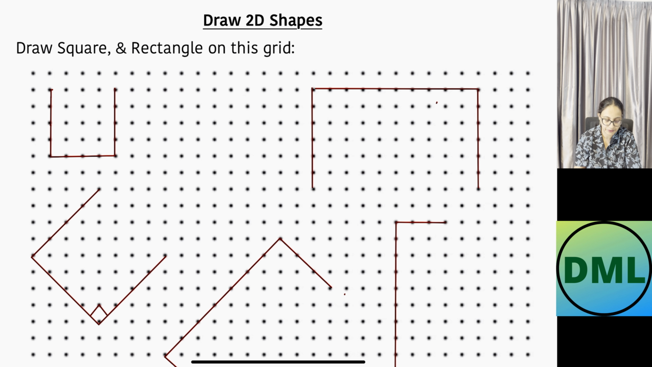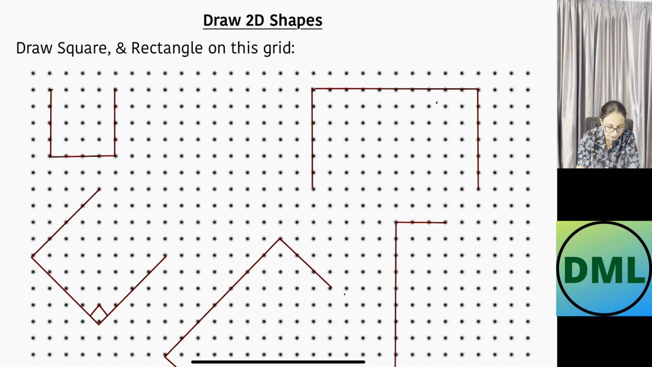Draw 2D shapes. Draw a square and rectangle on this grid. Let's start to plot the square first. As we know, the properties of the squares are all the sides are the same and the sides are at 90-degree angle. I have to pick the side of same length. Let's pick the side of 4 units.